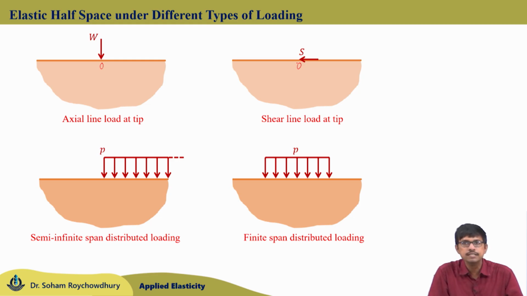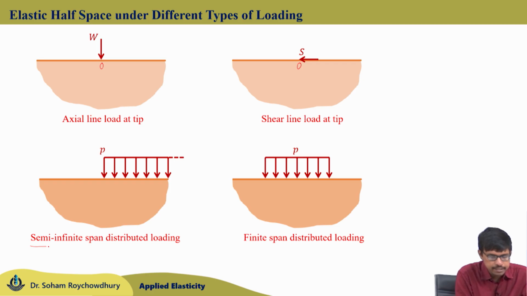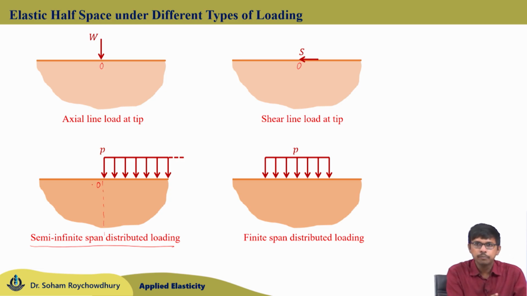So, if you consider the first case, the semi infinite span distributed line loading, here we are defining our tip or origin at this point O. Starting from that point, on one particular side for the entire elastic half space, the normal distributed loading with intensity P is acting. Whereas for the second case, let us say this point is O, starting from that till another point O1, for this finite span the distributed normal line loading of intensity P is acting.